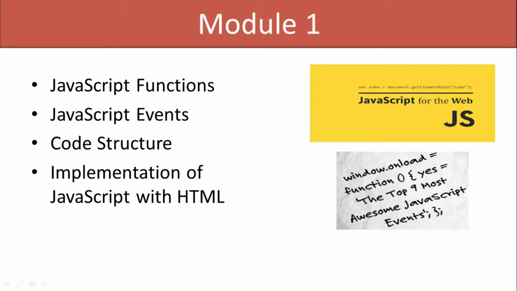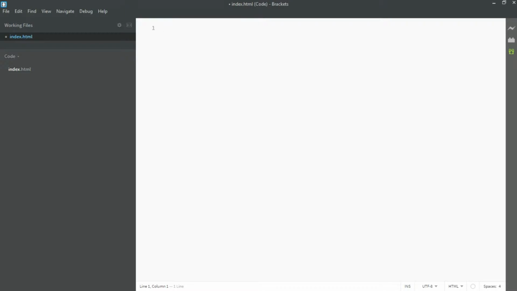This is Brackets. Here I create a folder named code, and a file, index.html. This is the navigation pane. Whatever files, scripts, or assets you are using will show here, and this is our code part. So I'm defining how to use JavaScript in HTML code.